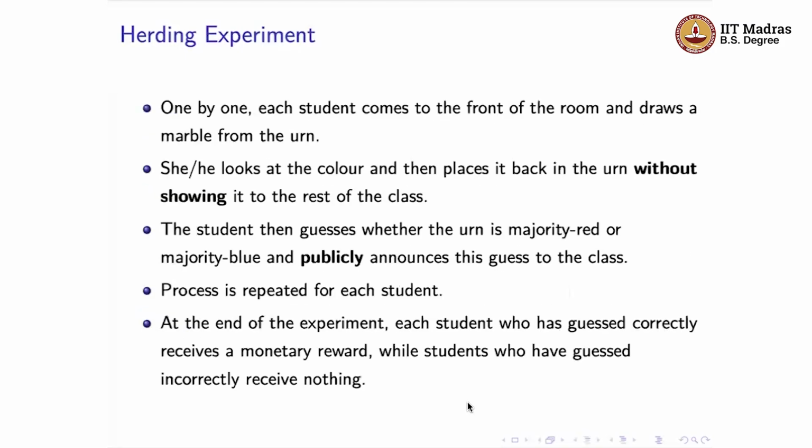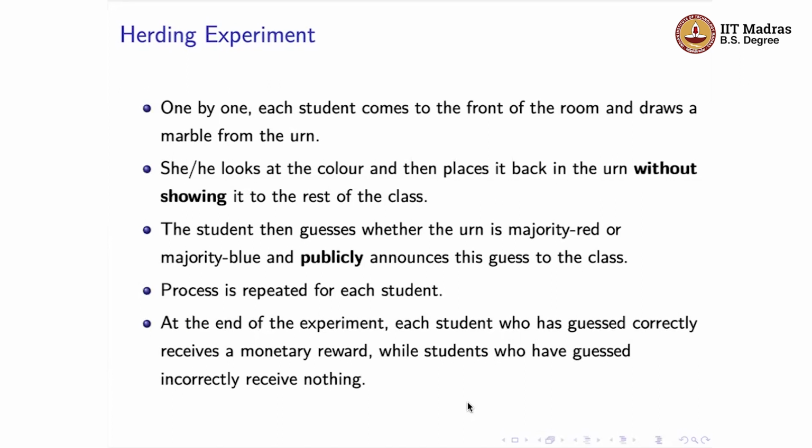What's going to happen is that, one by one, each of the students is going to come to the front of the room and draw a marble from the urn. The students do not get to observe all the colors of the marbles in the urn. They only get to pick one and observe the color of the marble that they have chosen. The student looks at the color and then places it back in the urn without showing it to the rest of the class. This is very important. The students do not show the color that they have observed to the rest of the class. They only get to see it themselves.